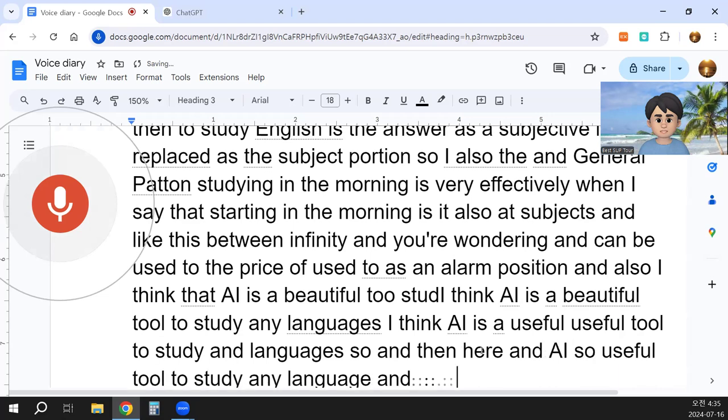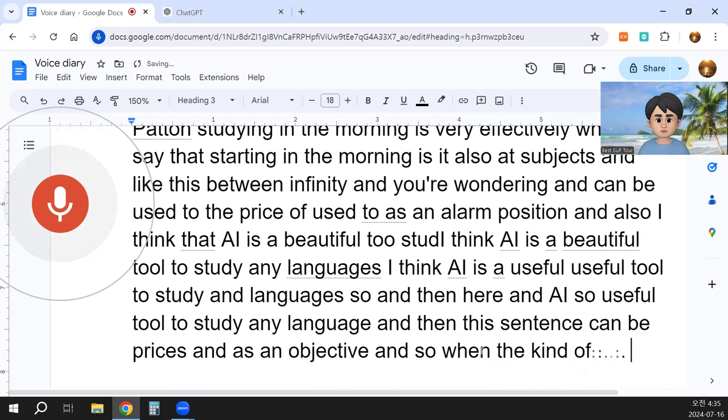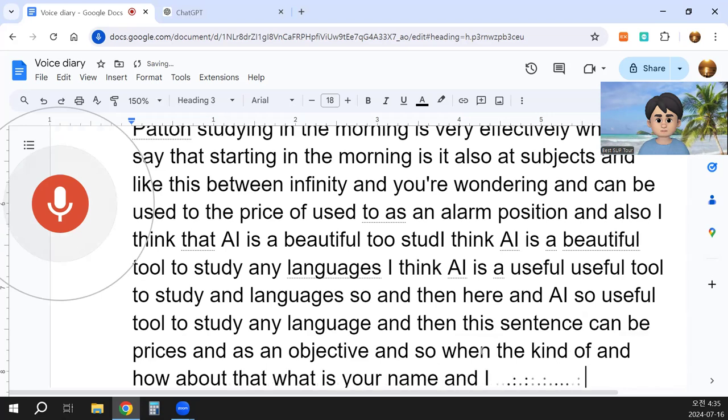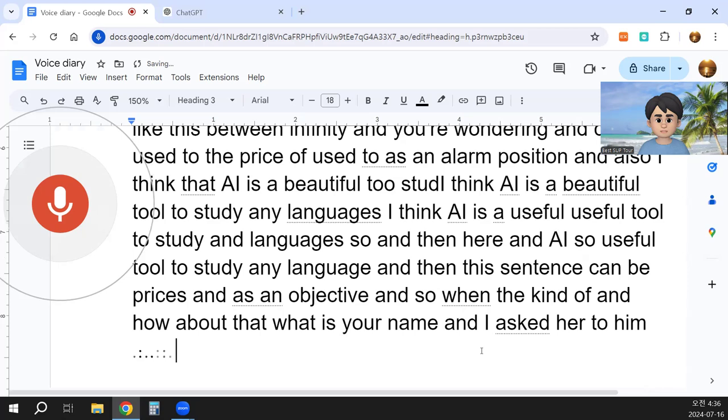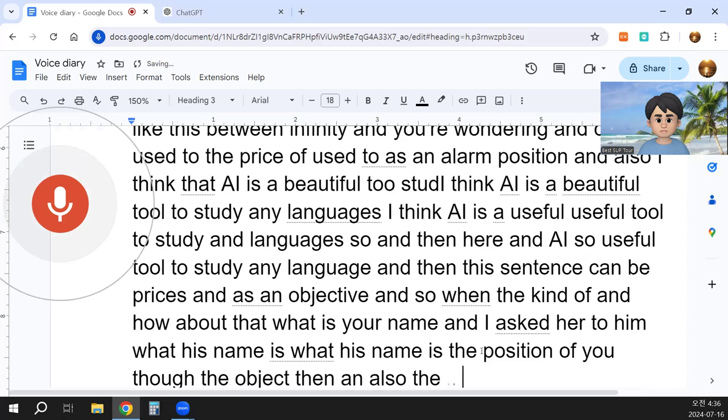This sentence can be placed as an object. And how about this? What is your name? I ask him what his name is. What his name is is in the position of the object. So an interrogative clause can also be used in a noun position.